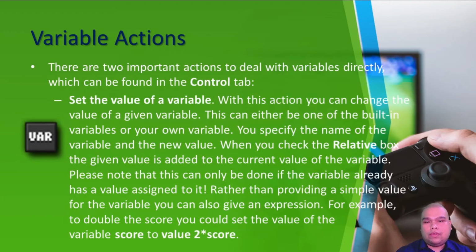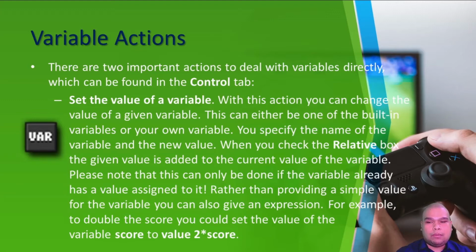So, set the value of a variable. With this action, you can change the value of a given variable. This can either be one of the built-in variables or your own variable. You can specify the name of your variable and the new value. When you check the relative box, the given value is added to the current value of the variable. Please note that this can only be done if the variable already has an assigned value.